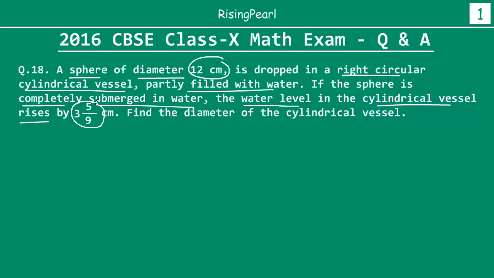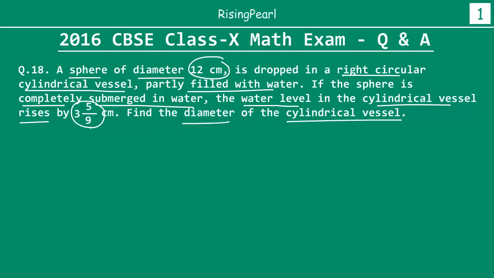So it means that, remember, the cylindrical vessel already has some water. When we drop the sphere into the cylinder, the water level rises by a certain amount. And this is the amount by which the water level rises. Find out the diameter of the cylindrical vessel. So again, like the last question we saw, there are no shapes or diagrams given. So we are going to draw a diagram for ourselves.